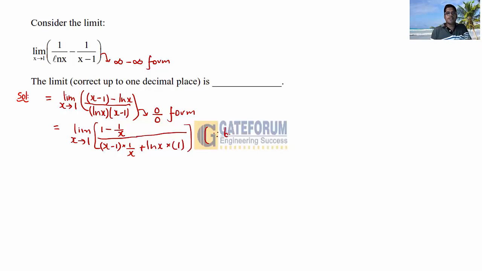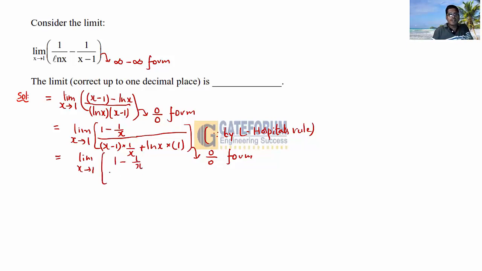Since by using L'Hospital's, now again check by direct substitution x equal to 1: 1 minus 1 is 0, here 0, log 1 is 0. Once again 0 by 0 form. So I can write this term as limit x extends to 1. Numerator has no simplification. Leave it like that. Denominator: x into 1 by x is 1, plus 1 by x, 1 into 1 by x is 1 by x, plus log.